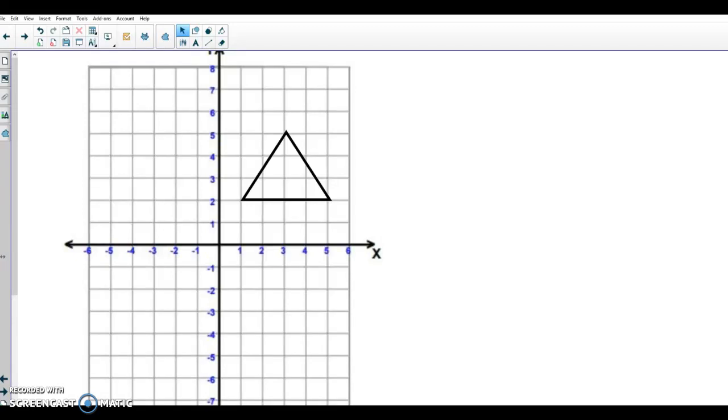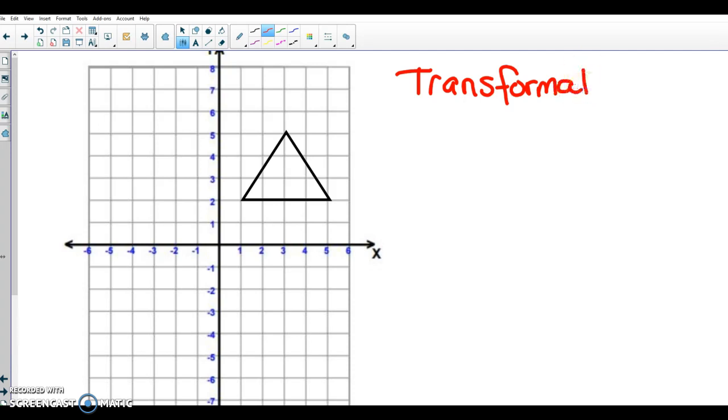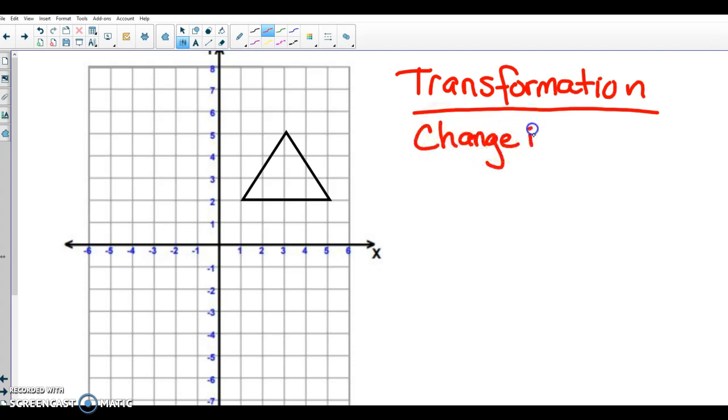Today we're going to talk about something called a translation. A translation is one of the transformations. So let's talk about transformations. Transformations are exactly what they say. They transform something. So it's a change in a shape. The one we're going to talk about today is called a translation.